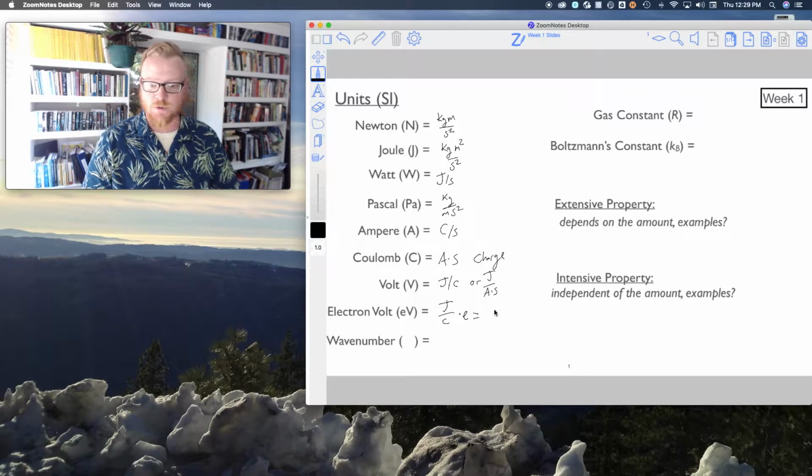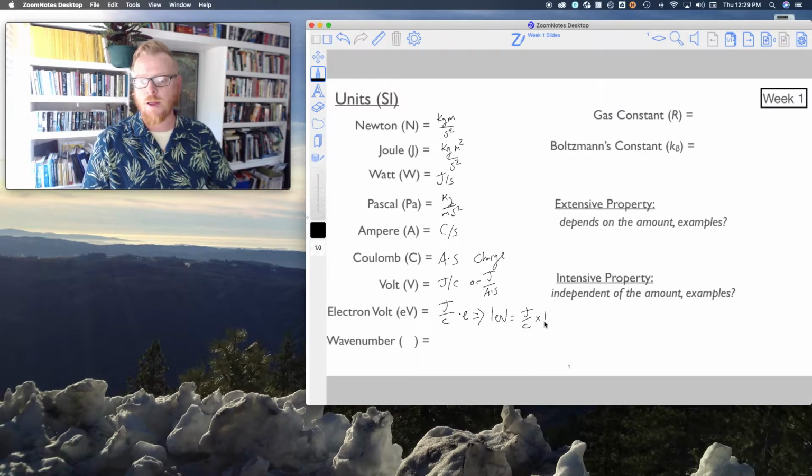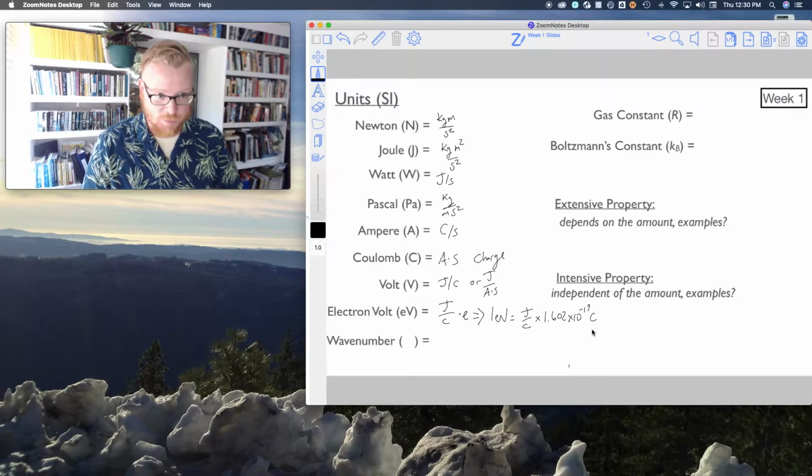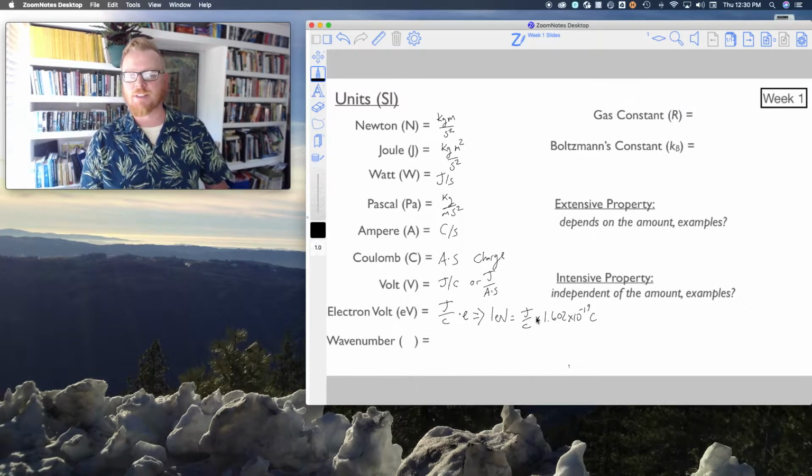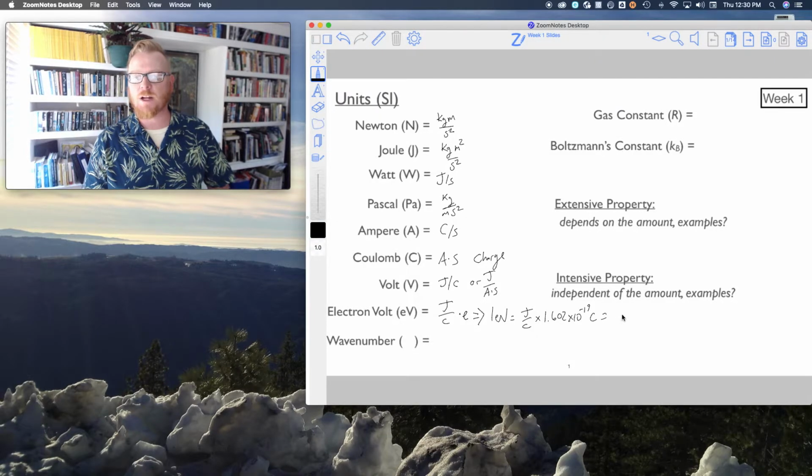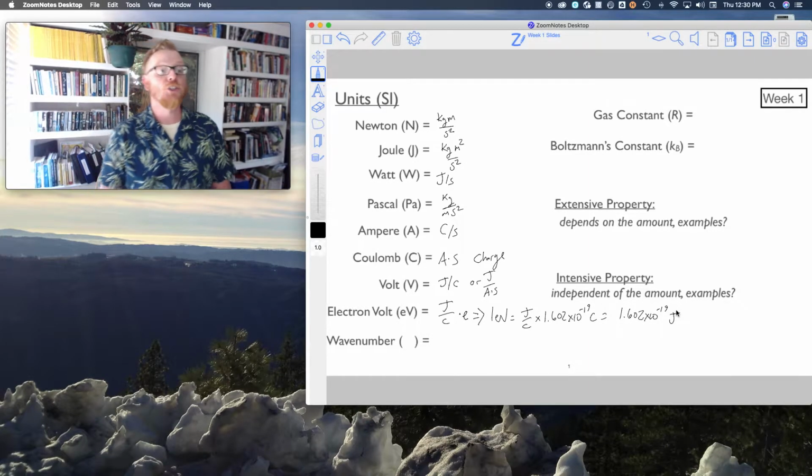Okay, so 1 eV equals a joule per coulomb times that value of e, which if you recall is 1.602 times 10 to the minus 19 coulomb, and that can be plus or minus, right? An electron is negative 1.602 times 10 to the minus 19. A proton is positive that value. But all the same, you can see with the unit analysis, this means 1 electron volt is 1.602 times 10 to the minus 19 joules.